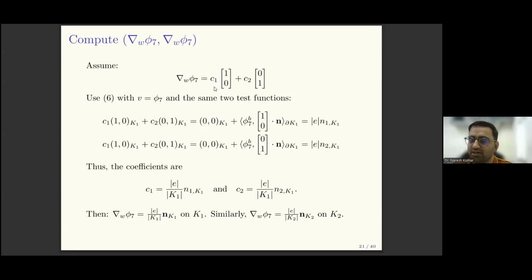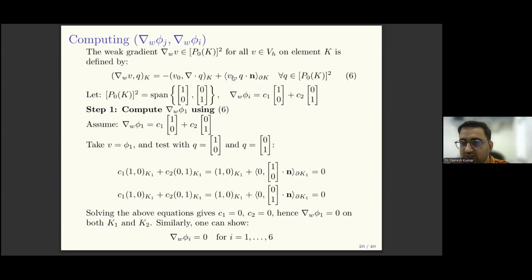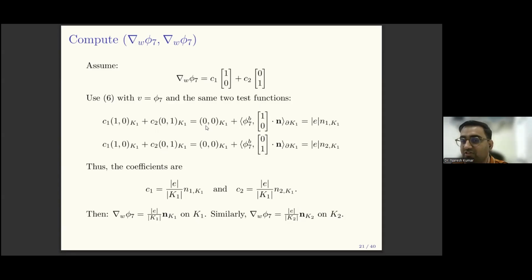It's just a linear combination of (1, 0) and (0, 1). The same idea we will apply. So up to now you can see the change. In the first part, this was 0 for phi 1 to phi 6. But now this one is 0 because phi 7 is responsible for the edge, so it's not responsible for the interior part. So if phi 7 is the basis function, then on the interior part it is 0. So this component will be 0.